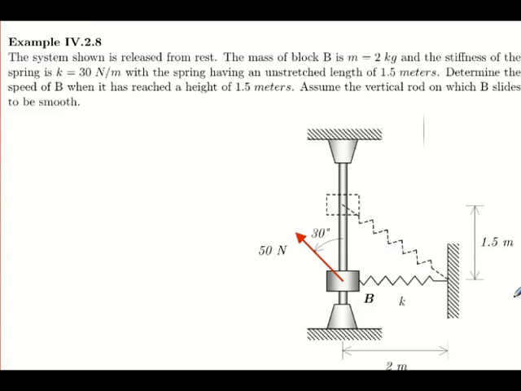What we want to find is the speed of B when it's reached a height of, looks like, 1.5 meters above where it began. The spring begins horizontal, and it has an unstretched length of 1.5 meters. All these details will become more important to us when we write down our energy expressions.